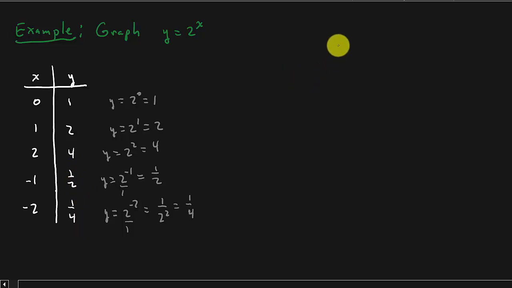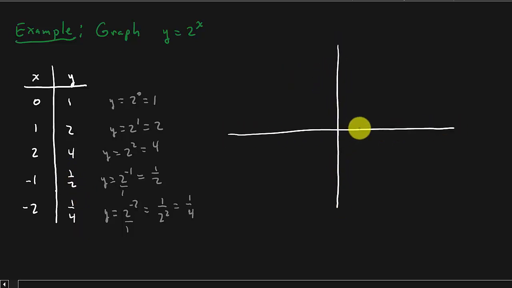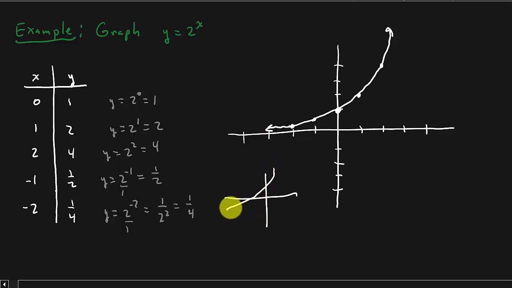And so now all we're doing is plotting these points. Each of these marks is 1. So we plot the point 0, 1, 1, 2, 2, 4, negative 1, 1/2, negative 2, 1/4. And there's your graph. Now, the one thing that you need to make sure of, you do not draw this graph where it crosses the x-axis. Remember, this graph will never cross the x-axis. It's going to get close to it, but it'll never cross it.